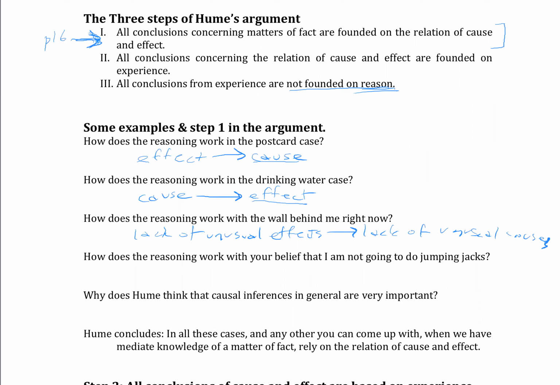And since there's no reason for me to be doing jumping jacks, you infer that I'm not going to be doing jumping jacks. And so here you're inferring from the usual causes to the usual effects. And in general, if you examine anything you believe about the existence of things in the world, Hume thinks that you'll find that it's going to be like one of these cases. So here you're inferring from usual causes to usual effects.